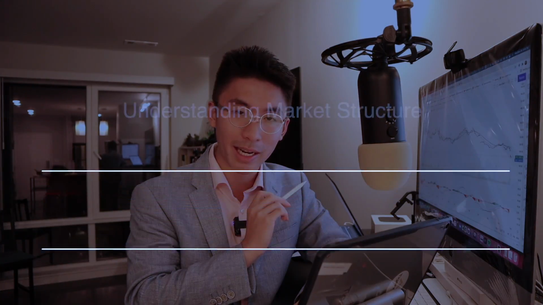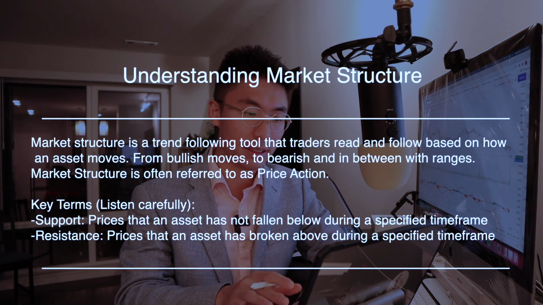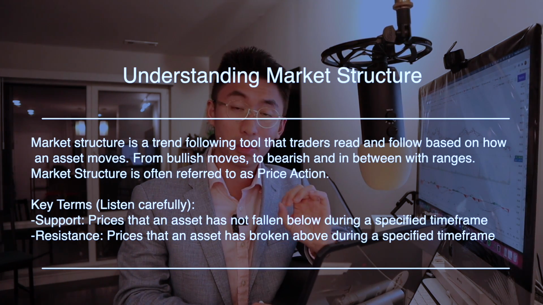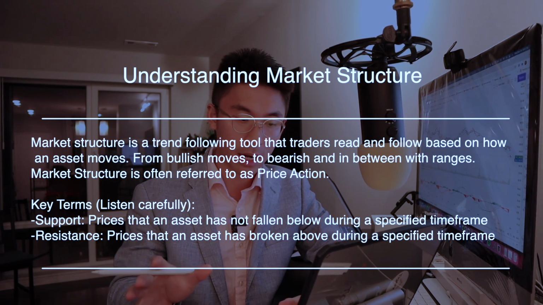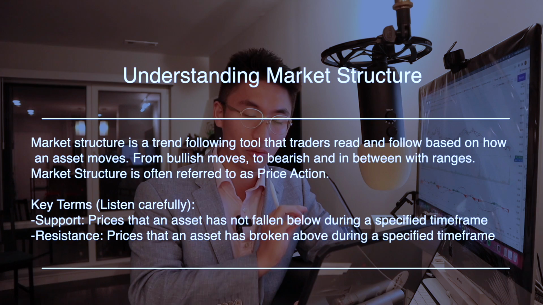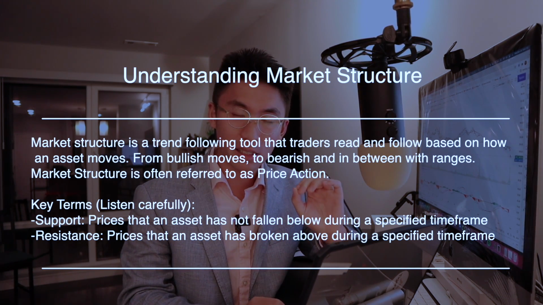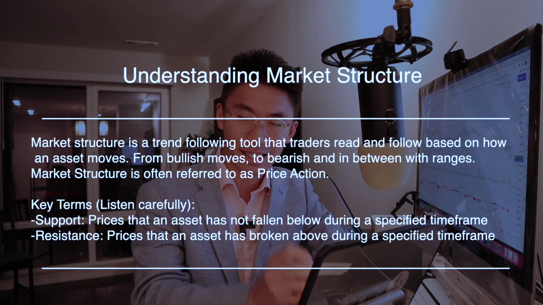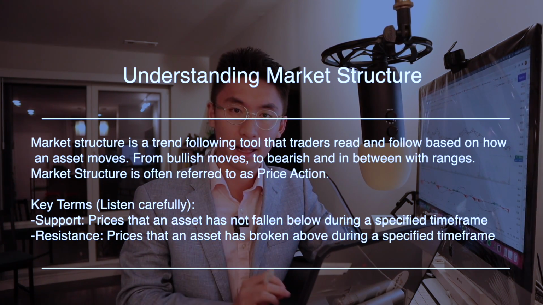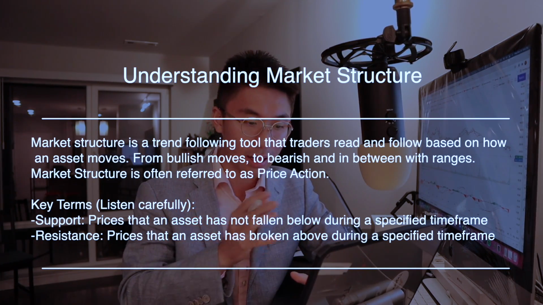When it comes to understanding price action, we want to understand the concept of support and resistance. Support represents price levels that an asset has not fallen below for a period of time. You can draw a line for the recent lowest low to understand support. Resistance, on the other hand, is the level at which sellers will most likely want to sell at that price.